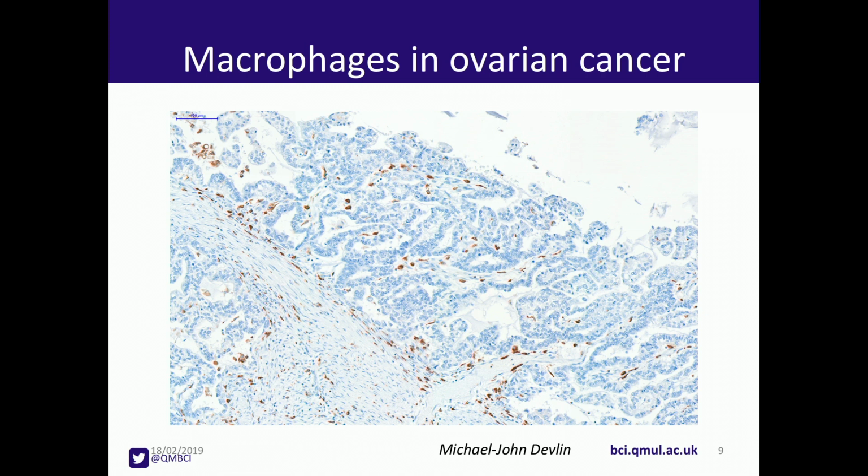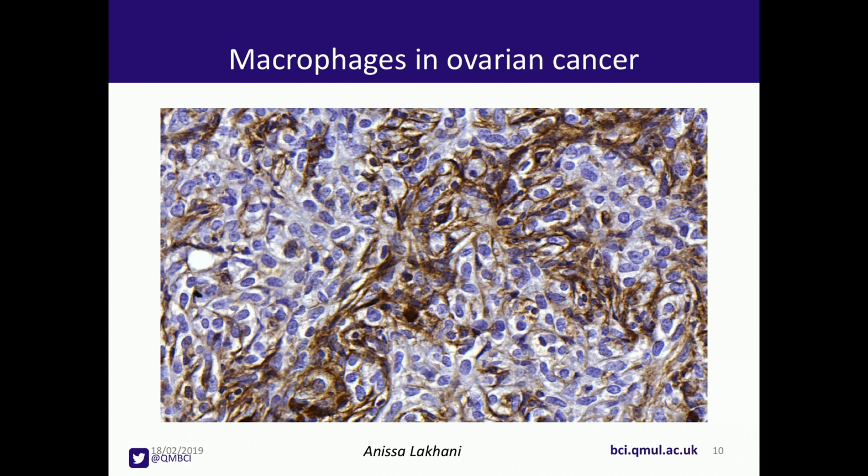Here's some macrophages. This is another type of ovarian cancer, called clear cell ovarian cancer. And this is one of my clinical fellows, MJ. I told you about some T cells, but here we've got macrophages. Again, macrophages sometimes can come in closer to the malignant cells. But this is from a patient, and there's plenty of immune cells here.